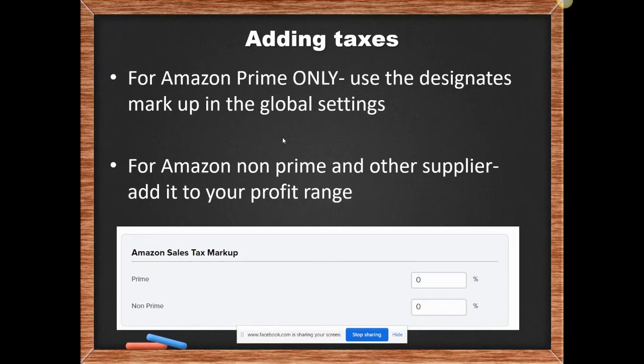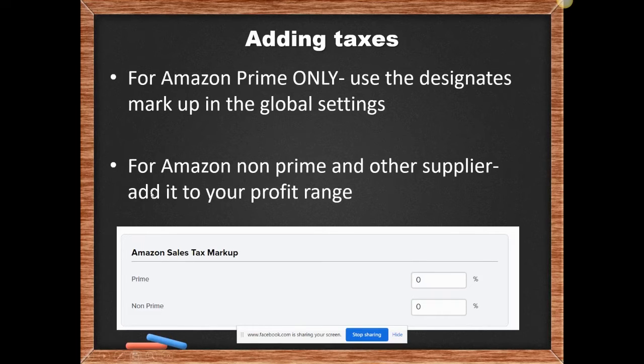Cool. Okay, so let's talk about adding taxes. For Amazon Prime only, use the designated markup in the global settings. In the global settings, which I can show you in a bit in one of my stores, you have this Amazon sales tax markup. That's a whole other section besides the eBay and PayPal fees and your profit margins. You can just put 7% here, and then it will be added to your final price.